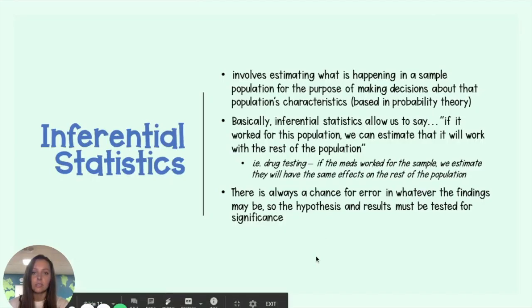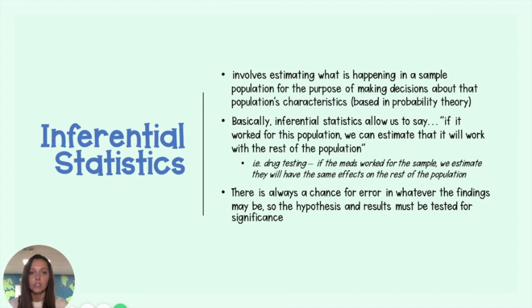Okay, inferential statistics. So this is basically us just estimating what is happening in a sample population for the purpose of making decisions about a population's characteristics. So when you hear the word inference, hopefully that means like making an educated guess or estimate. And that's the same thing that we're going to do here in psychology. We're going to have some statistics and we're going to make inferences about them. That's why they're called inferential statistics.